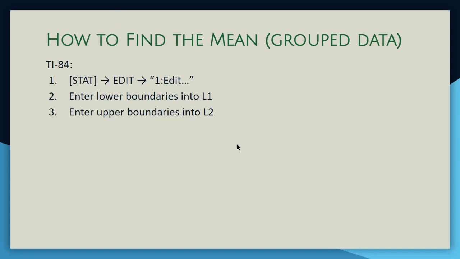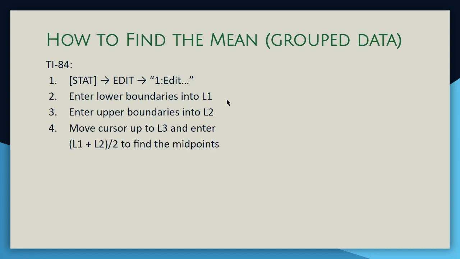Now what I actually want are the midpoints to represent each class. So I'm going to use the calculator to do that midpoint calculation for me. I'm going to move the cursor over and up to L3 so that L3 is highlighted with my cursor. And I'm going to type a formula in. Parentheses L1 plus L2, close parentheses, divide by 2. And you'll notice that's our midpoint formula, lower bound plus upper bound divided by 2.